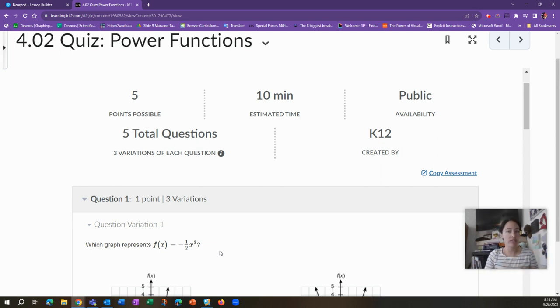And use Desmos. Explore visually. Visualization helps us understand. So plug these into Desmos. And if you need help with that, please reach out.